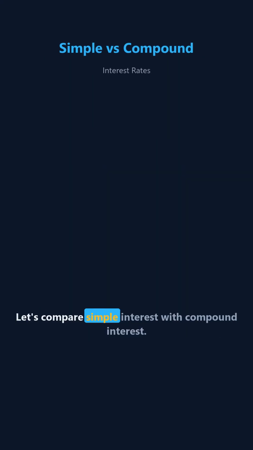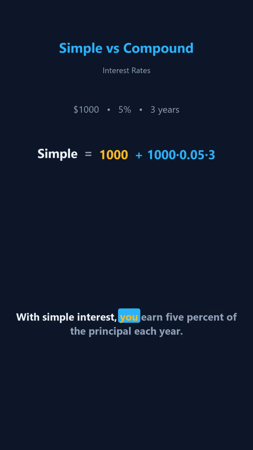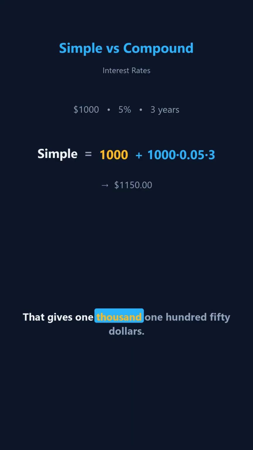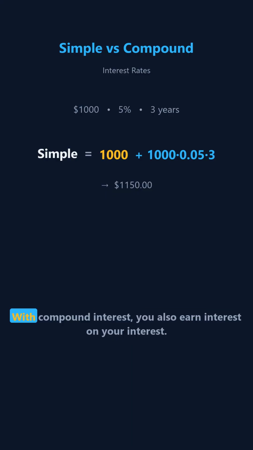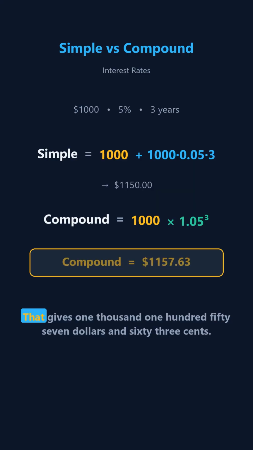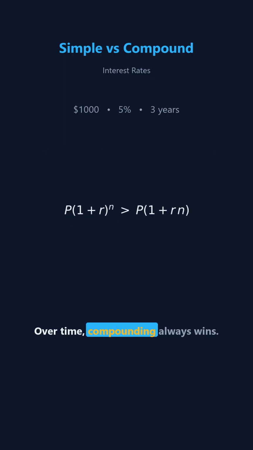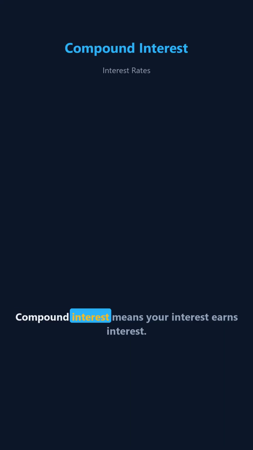Let's compare simple interest with compound interest. You invest $1,000 at 5% for 3 years. With simple interest, you earn 5% of the principal each year. That gives $1,150. With compound interest, you also earn interest on your interest. That gives $1,157.63. Over time, compounding always wins. Compound interest means your interest earns interest.